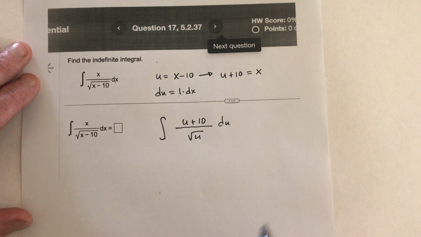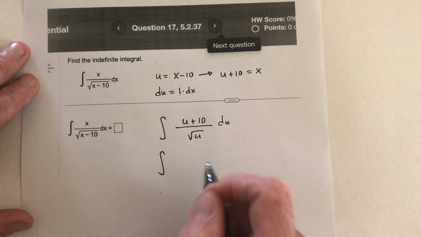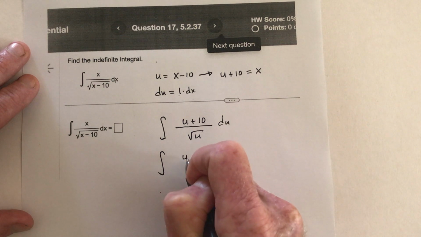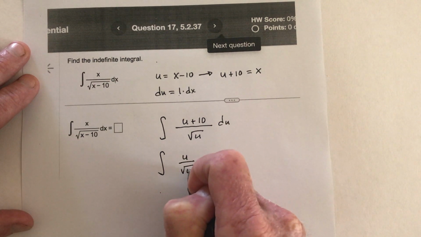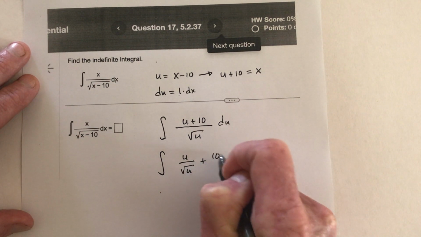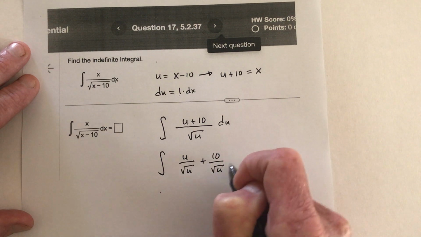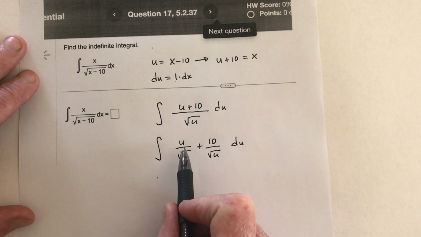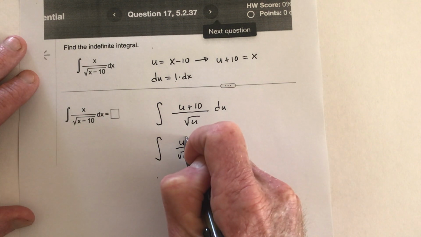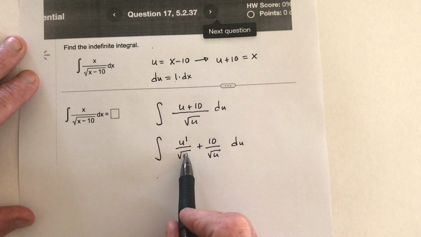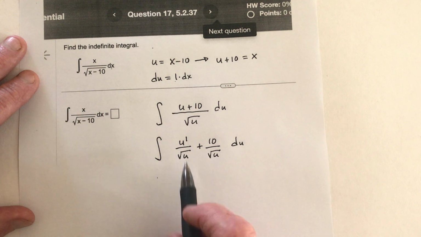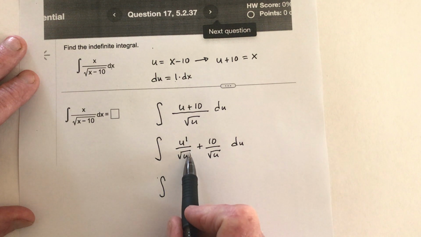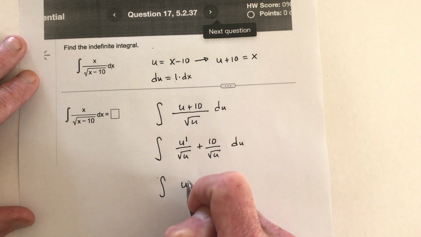And then it's time to do algebra. So when you have two things divided by one thing, you can break that up and say the first one gets divided by the square root of u, plus the second one gets divided by the square root of u. And then I can even do more algebra. This one is u to the 1, and this is u to the half. So when you're dividing, that means subtract the exponents. And 1 minus a half is a half.